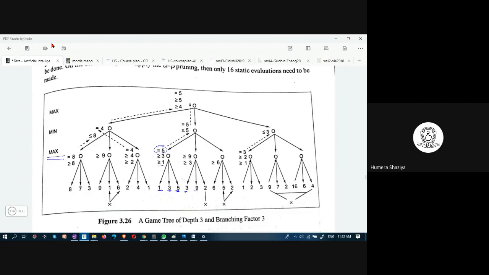6 greater or equal to 6. These two are less than 6. So there is no meaning in continuing here. Here, greater or equal to 1, 2 is satisfying, so greater or equal to 2, 3 is satisfying, so equal to 3.